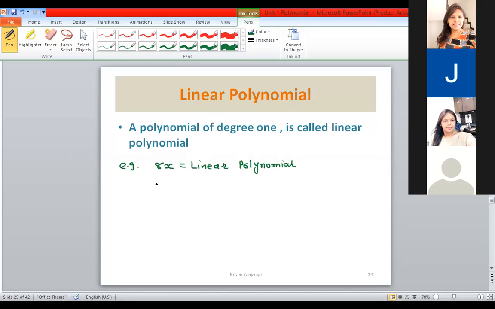These polynomials depend on the power. For that we can say depending on the degree, you can say it is a linear polynomial.